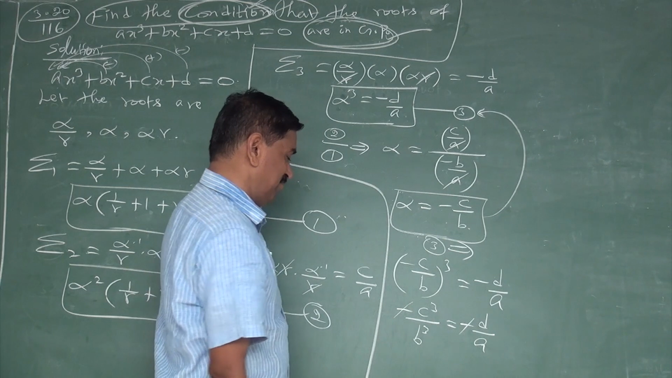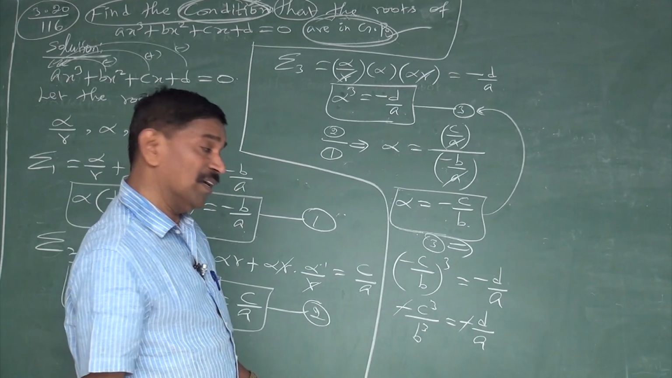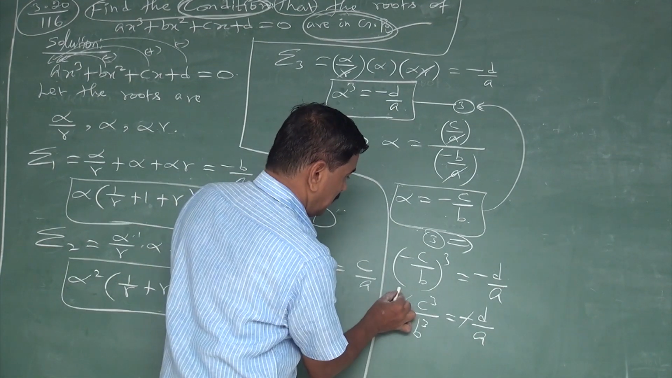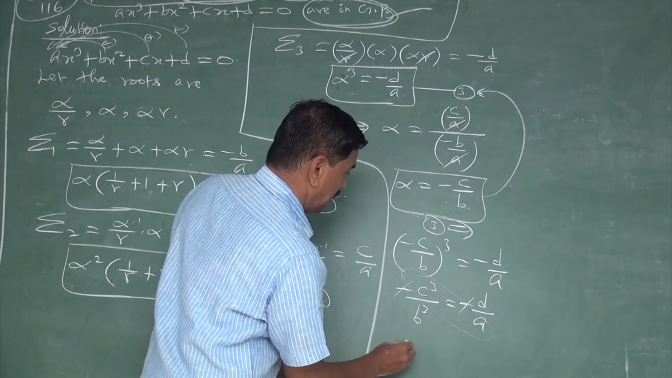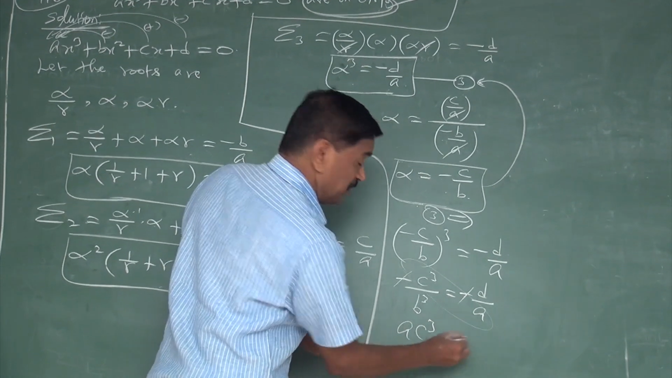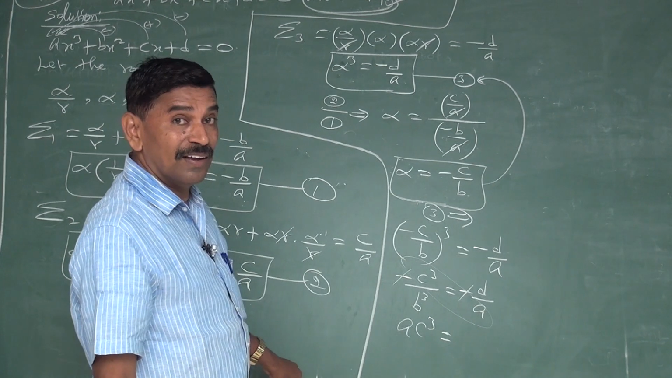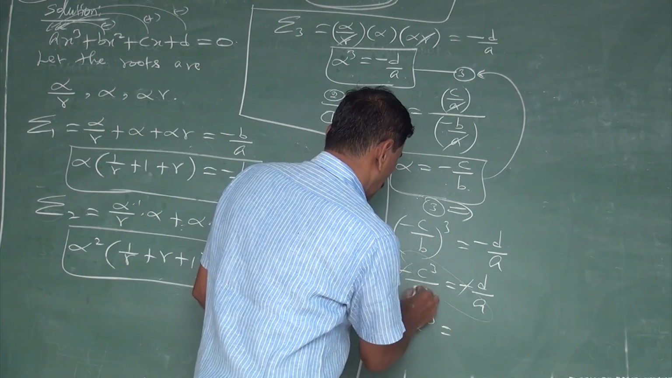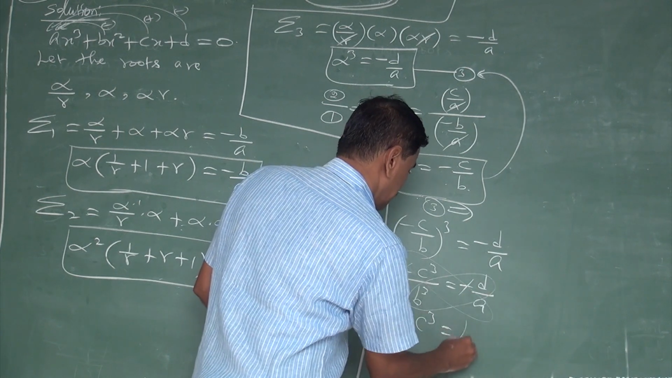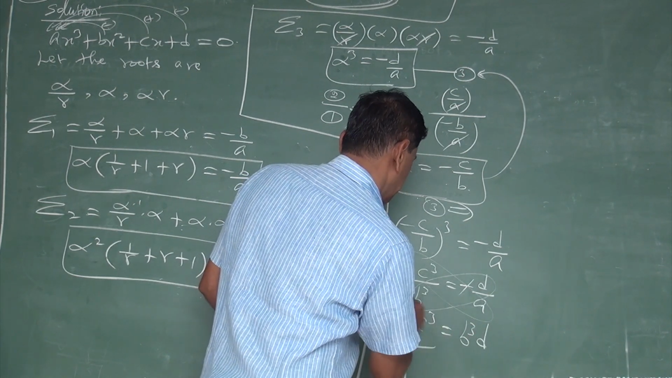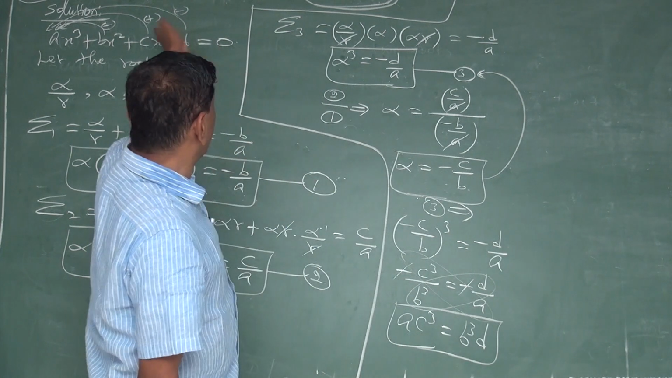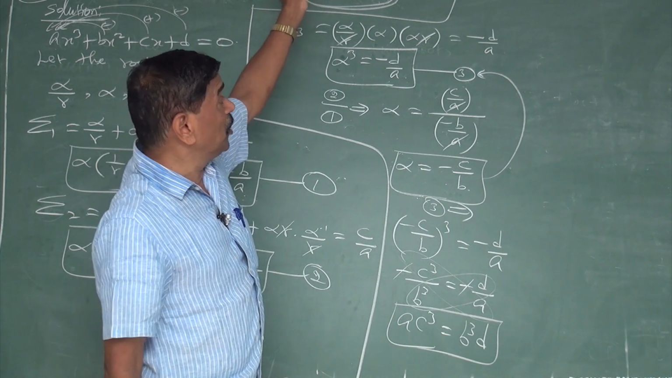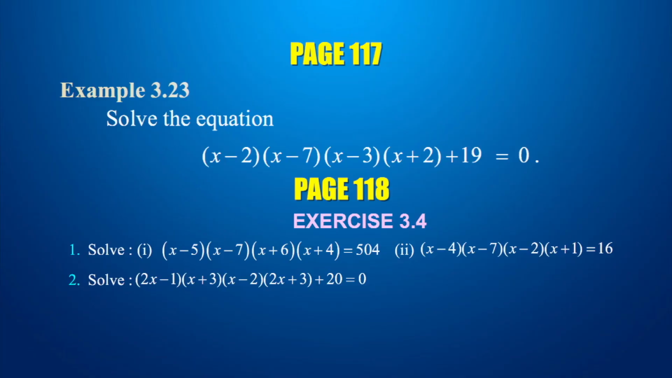Minus minus cancel. Next, cross multiplication. By cross multiplying, we get a c cube, which is equal to b cube d. While cross multiplying, b cube d, which is the required condition. So this question is to find the condition of the cubic equation whose roots are in GP.